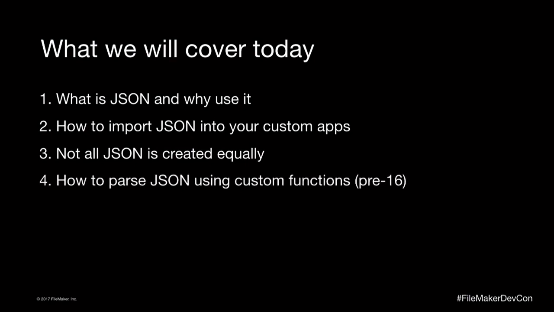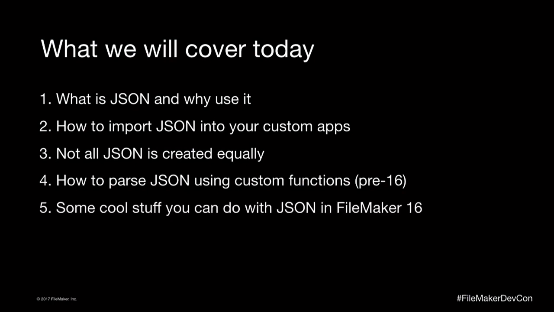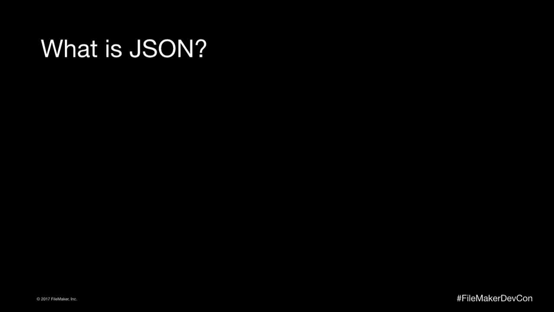Then we're going to parse JSON using custom functions. So in FileMaker 16, there's other ways to do it, but I'm going to focus on the custom function part here, because some of the stuff that we'll see as other ways really has been adapted into 16 functions, and they're very similar. And then some cool stuff that we can do in 16. And the cool stuff is mainly the parsing stuff, but also some creating if we get the time to create the JSON stuff. All right.